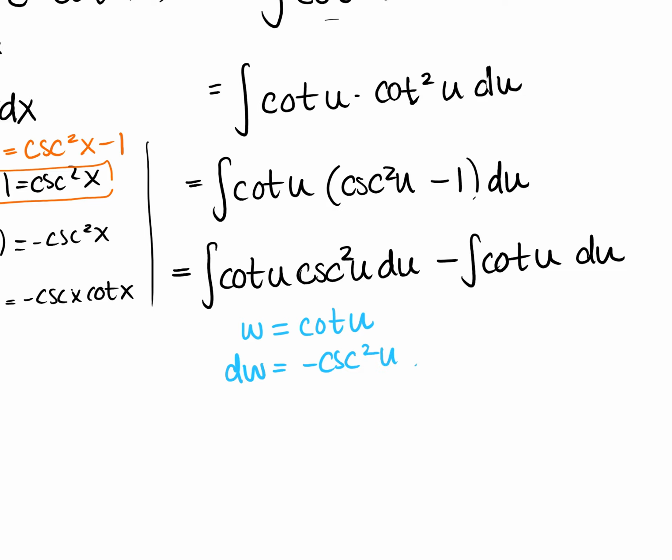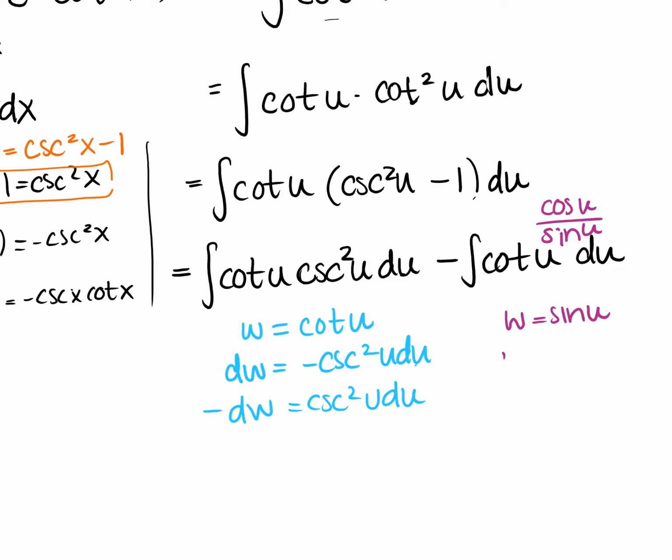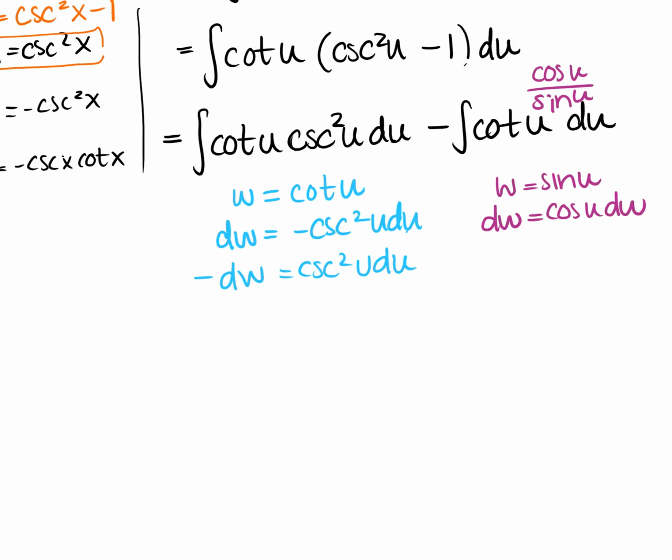So that's going to work great. I'm going to be off by a negative, so negative dw equals cosecant squared of u du. And then over here, I'm going to rewrite cotangent as cosine over sine. I'm going to let w in this case be sine. And the reason that's going to work is because the derivative, cosine, is just sitting right there. Oh, we're cooking with gas now, people.